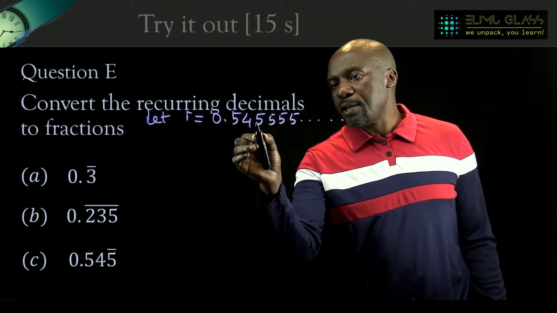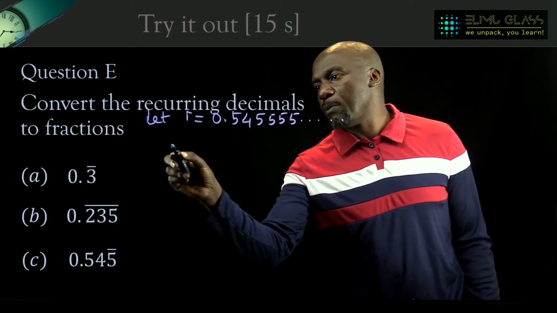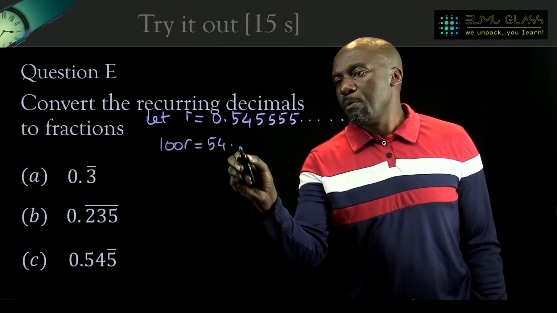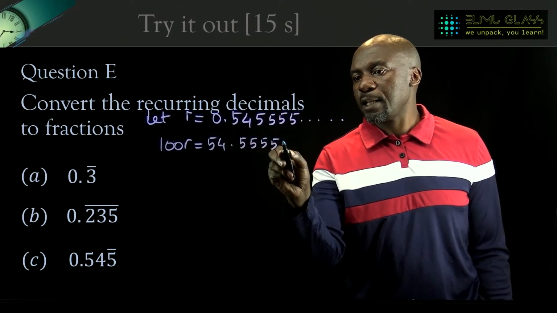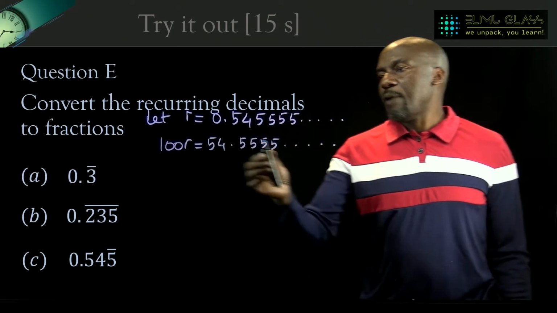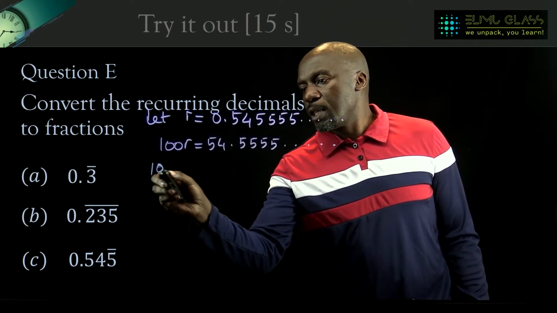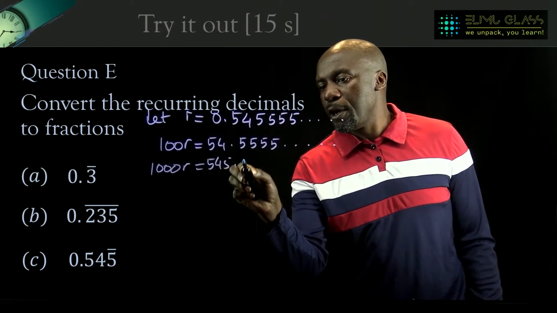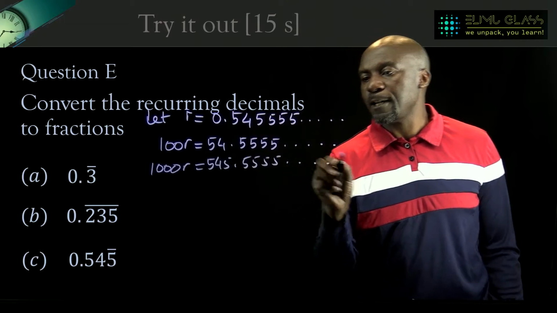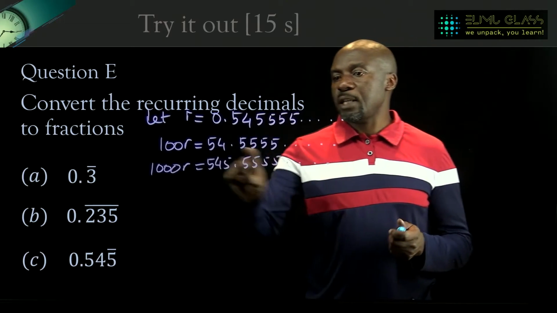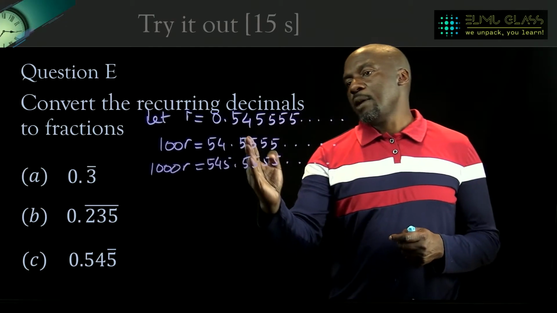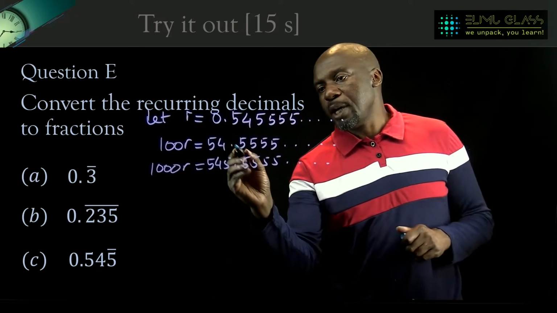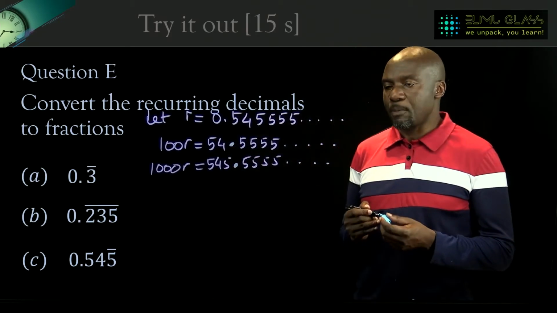So in this case, I have to multiply twice. If I multiply by 100, I want to end up with this 555. So 100R will give me 54.55 recurring, like that. But that's not enough. Now I multiply this by 1,000, and 1,000R will give me 545.5555 recurring. My point is that the two equations I'm going to subtract must have the same order of digits behind the decimal point.